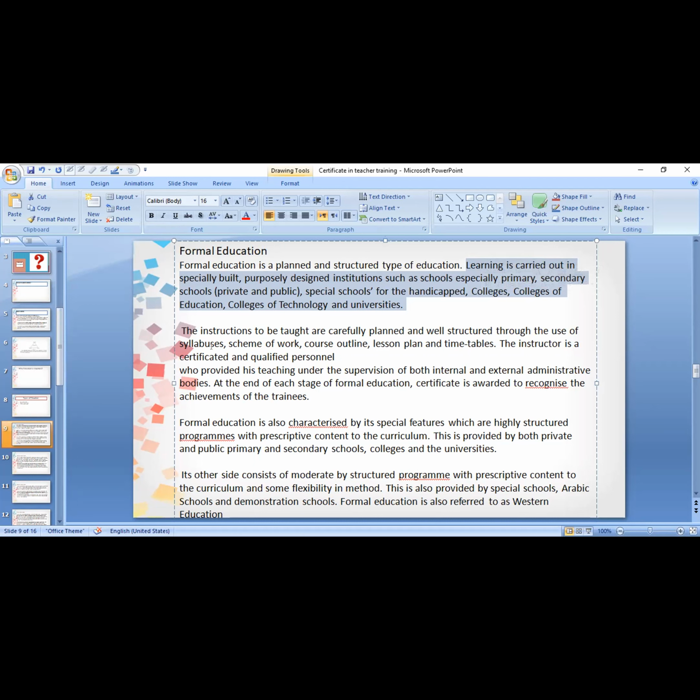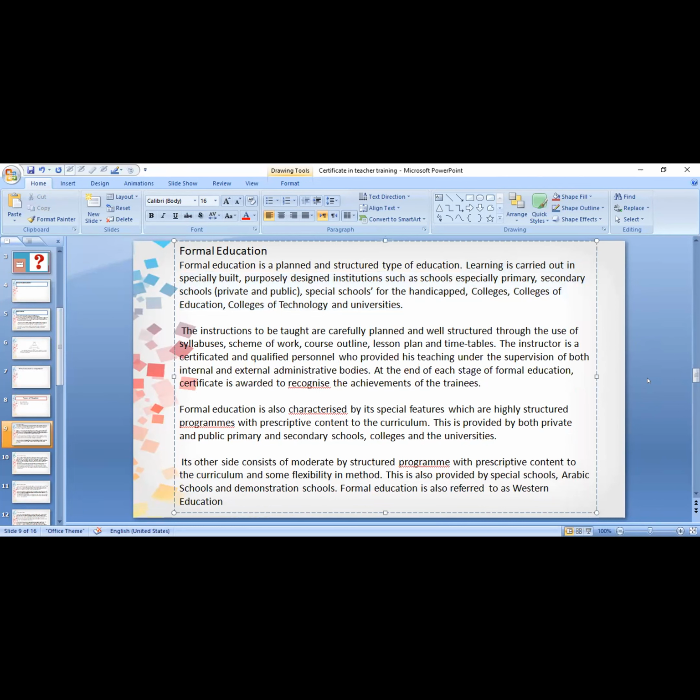Then the instructions to be taught are carefully planned and well structured through the use of syllabus, scheme of work, course outline, lesson plan, and timetable. The instructor is a certified and qualified personnel who provides his teaching under the supervision of both internal and administrative bodies. So apart from the organization, teachers also will be trained. They also will have skills, experiences, and each of the course, each of the subject will be having the syllabus, scheme of work, lesson plans, timetable, all of it.